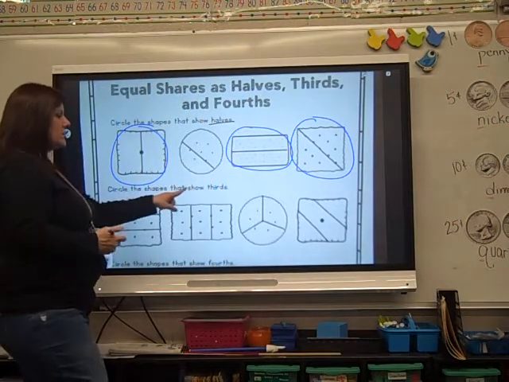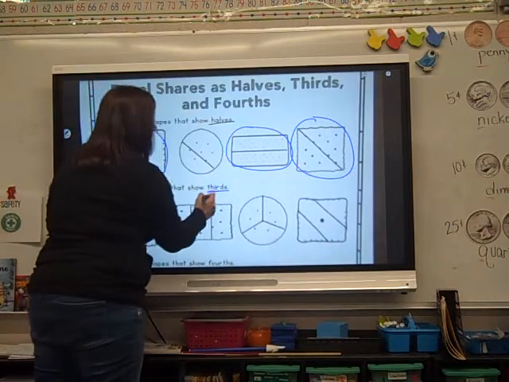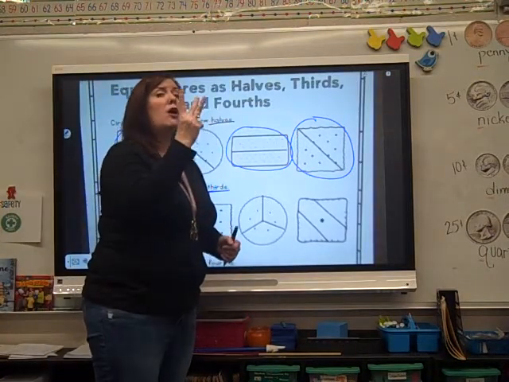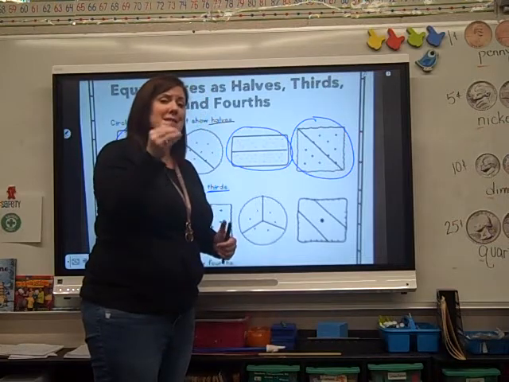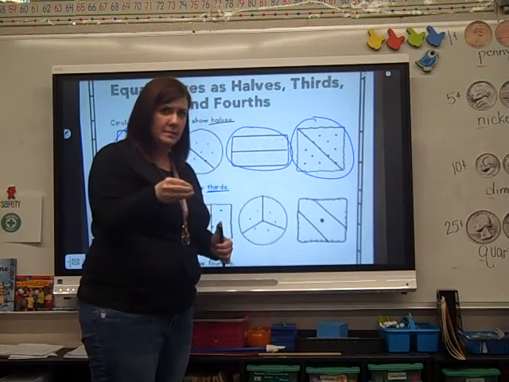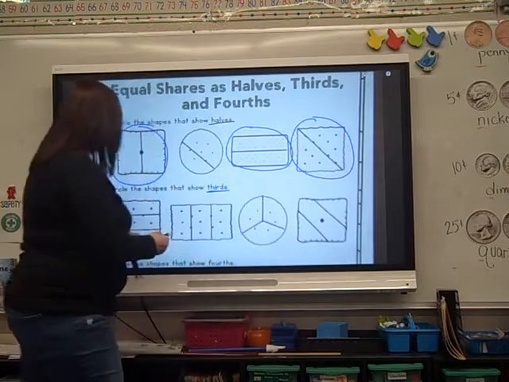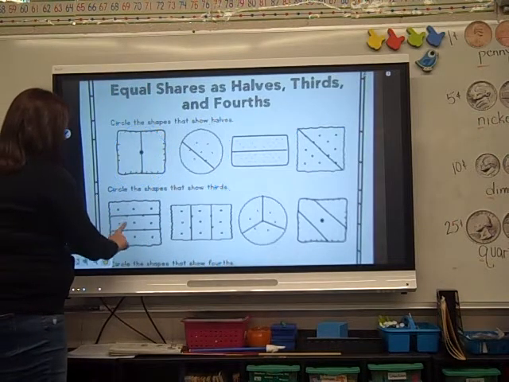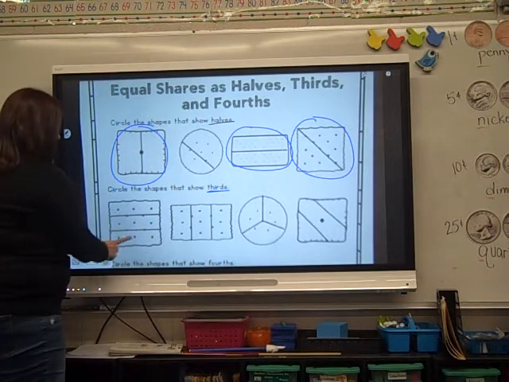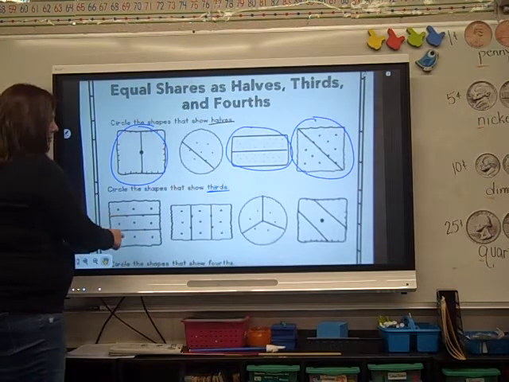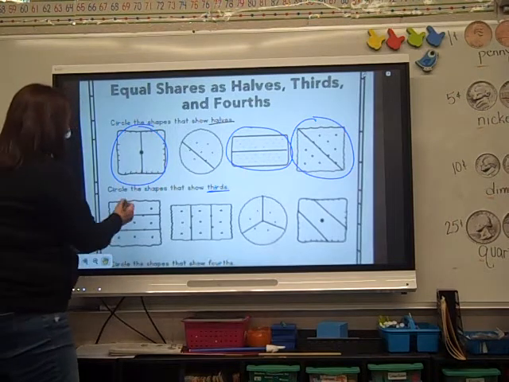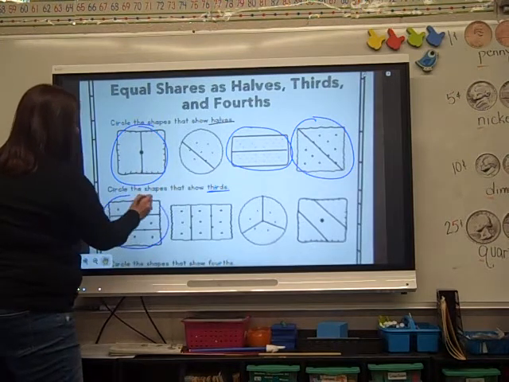Circle the shapes that show thirds. Thirds, remember, thirds is 3 pieces, and all 3 pieces have to be the same size, okay? So, let's look at this one. Here's the first piece, here's the second piece, here's the third piece. Are all 3 of those pieces the same size? Yeah, they are. So you got to circle it.